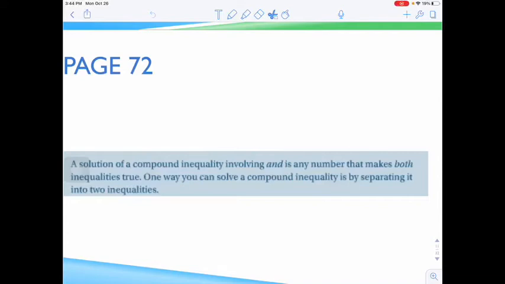Section 1.8, Example 2 on page 72. A solution of a compound inequality involving "and" is any number that makes both inequalities true. One way you can solve a compound inequality is by separating it into two inequalities.